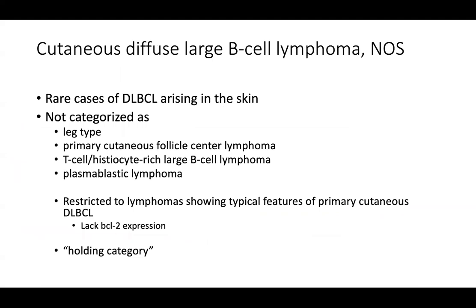So cutaneous diffuse large B-cell lymphoma, not otherwise specified, are rare cases of diffuse large B-cell lymphoma arising in the skin. They're not categorized as either a leg type or a primary cutaneous follicle center lymphoma. They don't fit the definition of a T cell or histiocyte-rich large B-cell lymphoma or a plasmablastic lymphoma. They're typically restricted to lymphomas showing typical features of primary cutaneous diffuse large B-cell lymphoma. They typically lack BCL2 expression, and this is thought of as a holding category diagnosis.